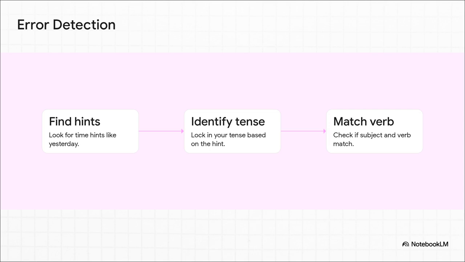All right, here is your absolute ultimate hack for error detection questions. Honestly, you don't even need to translate the whole paragraph. Just follow these 3 simple steps. Step 1, scan the text for time hints. Look for words like yesterday, daily, or regularly. Step 2, lock in your tense based on that exact hint. And step 3, make sure your subject and your verb actually match that tense. Boom! You've just found the error without even breaking a sweat.